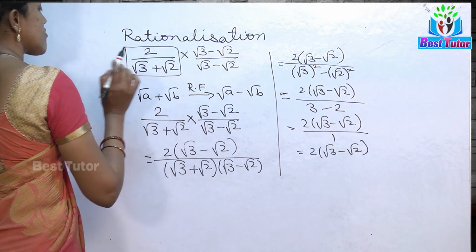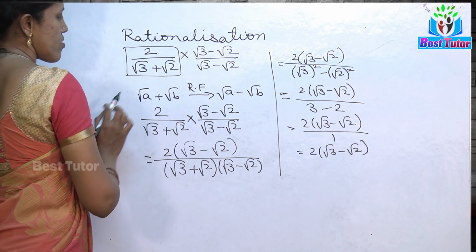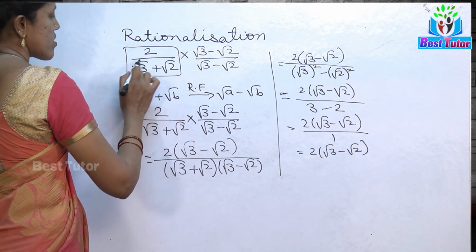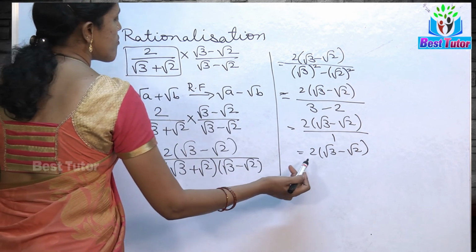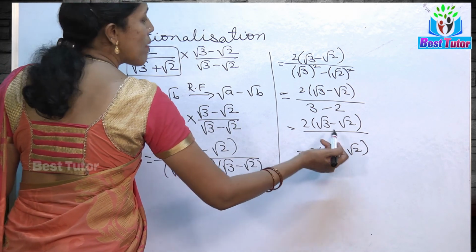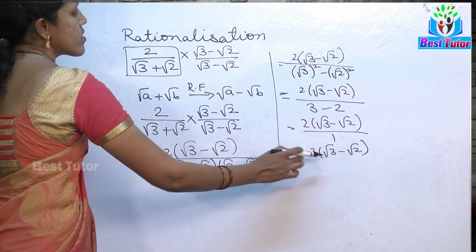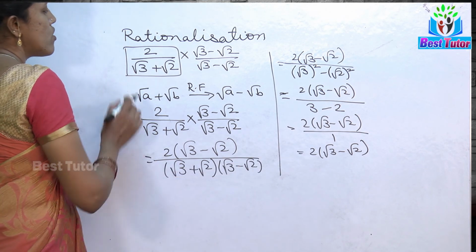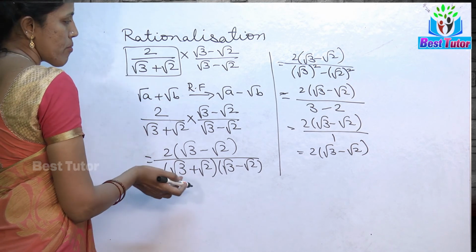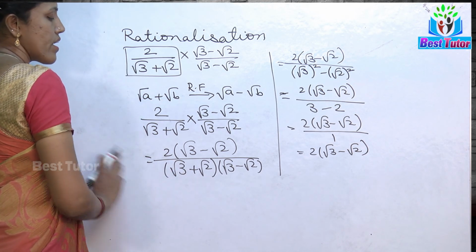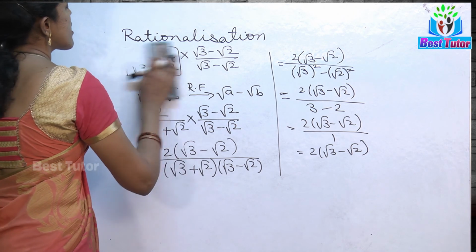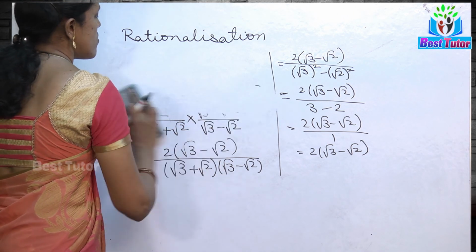This was the initial question given, 2 by root 3 plus root 2, and we are rationalizing the denominator, and we ended up with 2 into root 3 minus root 2 by 1, or directly 2 into root 3 minus root 2. The denominator is a rational number. So we have rationalized the denominator. This is the process of rationalization of the given term.